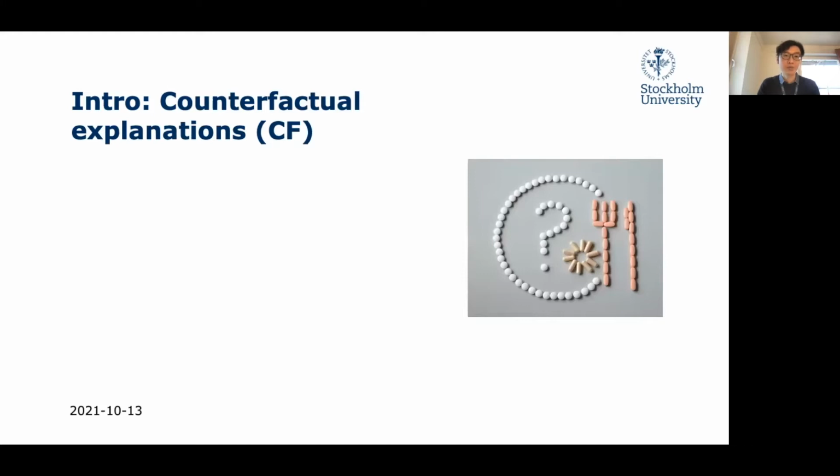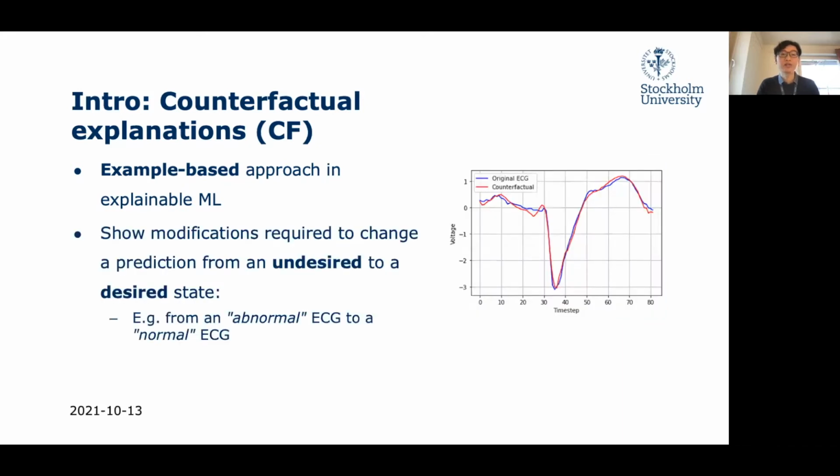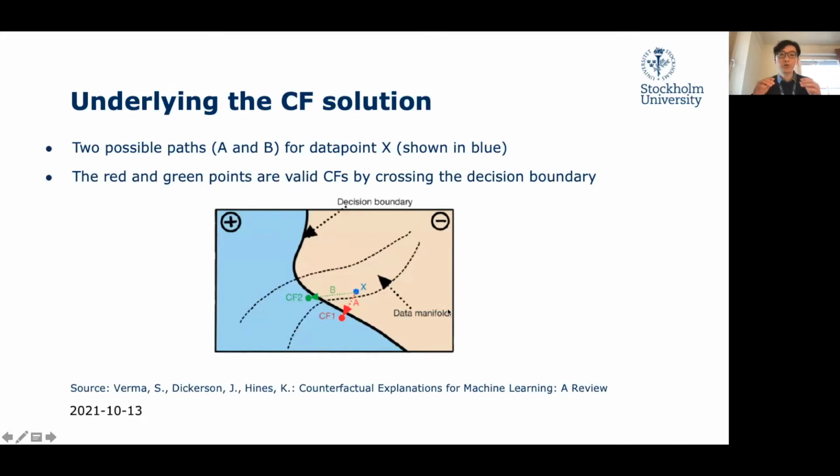This creates a nice bridge to our approach, which is counterfactual explanations. By definition, this is an example-based approach in explainable machine learning, and it shows the modifications required at different features to change a prediction from an undesired to a desired state. In this case, we can see from the right a nice figure illustrating a time series counterfactual. The blue line here is the original ECG, and this red one is the counterfactual. We can observe that there are some feature value changes, also in this shape here and the peak values. By offering such changes, we provide information on how to convert from an abnormal ECG to a normal ECG. This is a counterfactual.